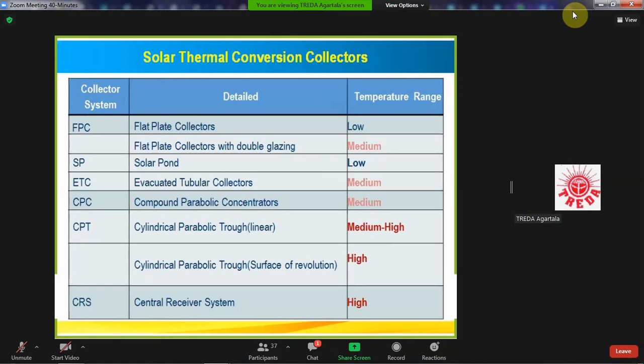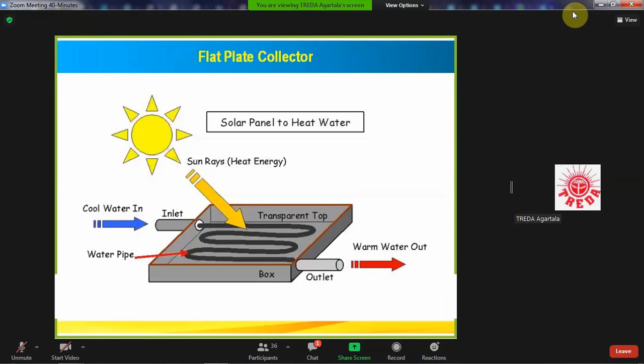Flat plate collector for low temperature range, and flat plate collector with double glazing, medium solar, and tubular collector. You see how the flat plate collector works technically.